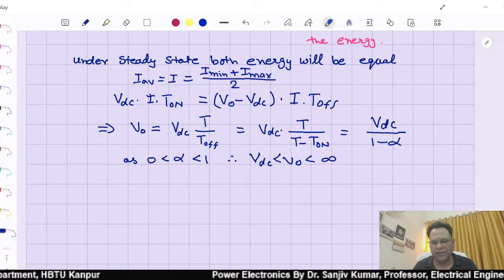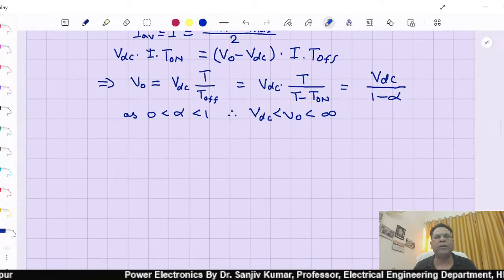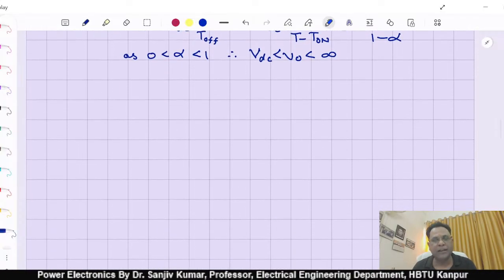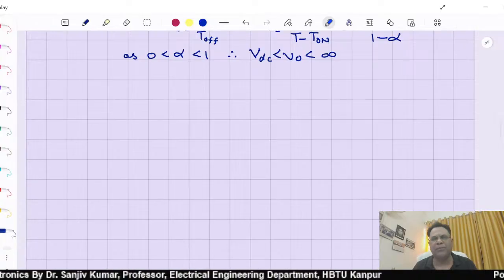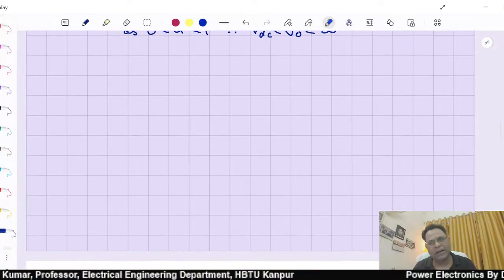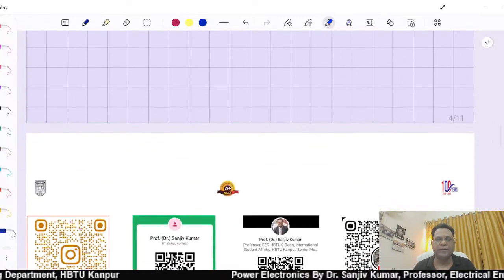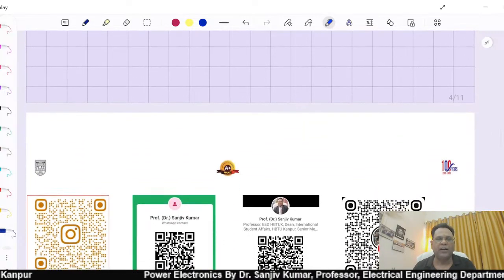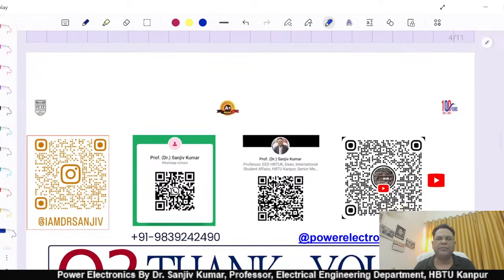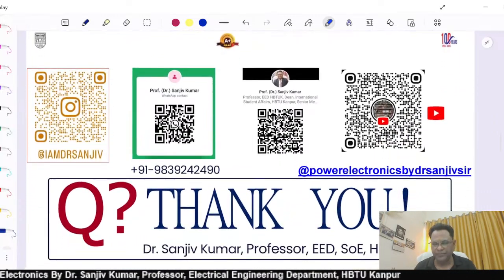In the next class we will discuss various types of chopper, class A, class B, class C, class D, class E chopper, right? And also we will do the analysis of this buck chopper for RLE load.